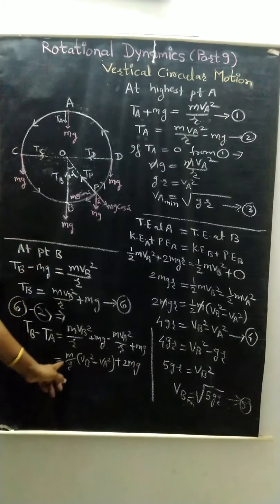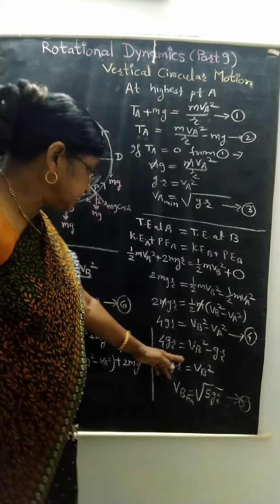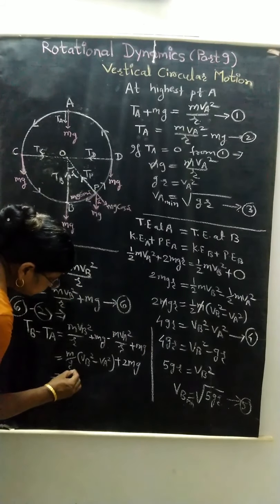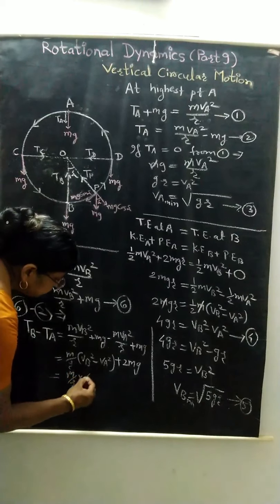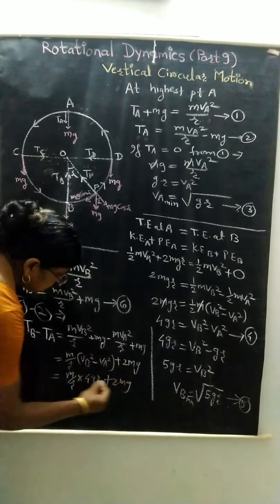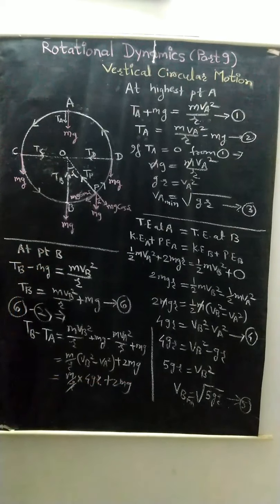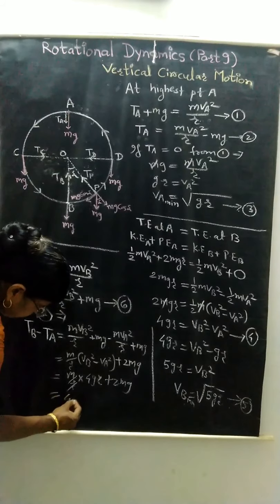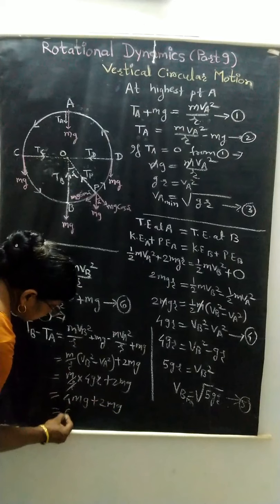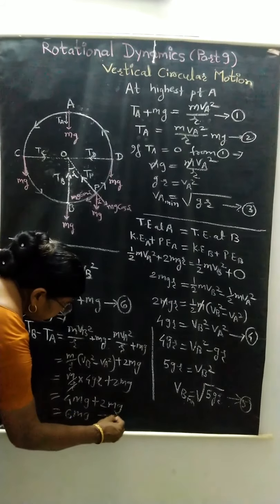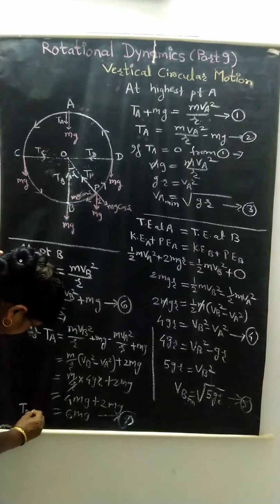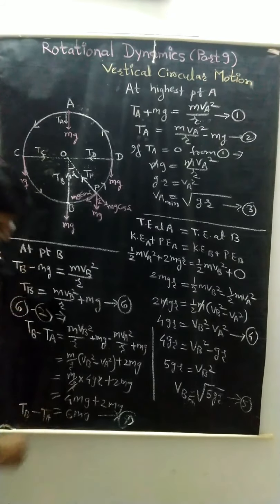We have already calculated the value of VB square minus VA square. It is equal to 4gr. So let us substitute for VB square minus VA square as 4gr plus 2mg. Now this r cancels with this r, giving us 4mg. 4mg plus 2mg gives us 6mg. So this is the important equation number 7, which gives us the difference in the tension at the bottom and the top point.